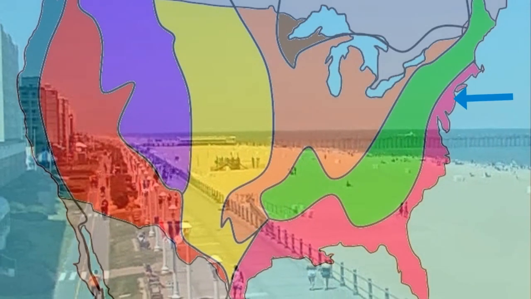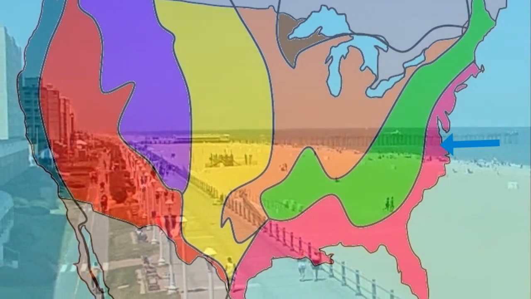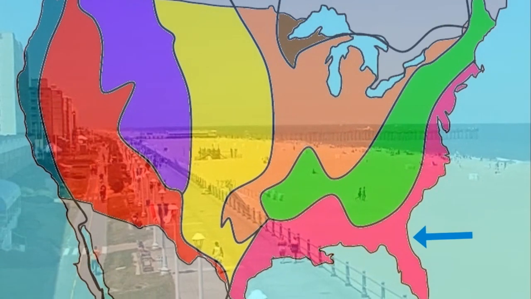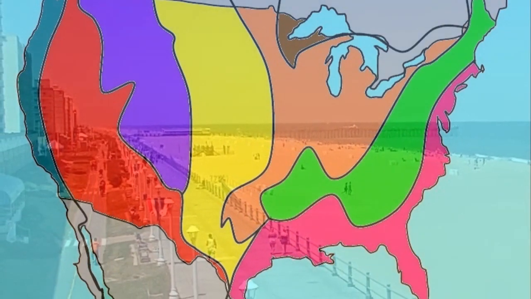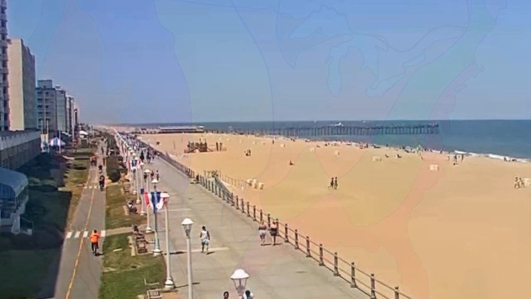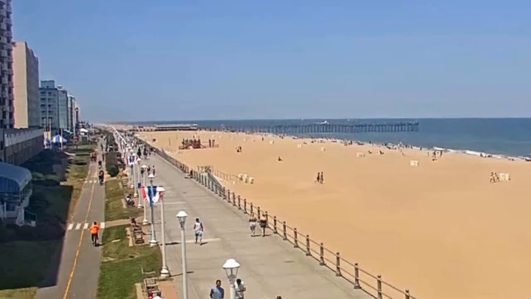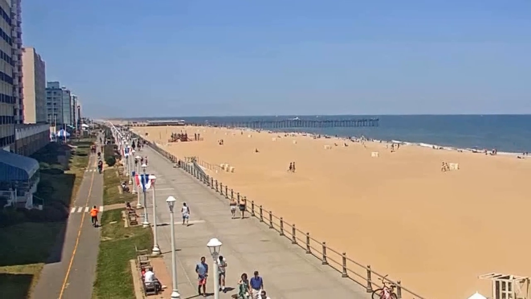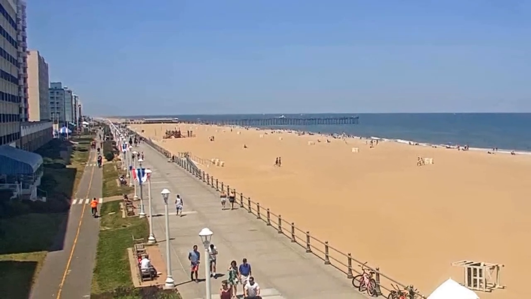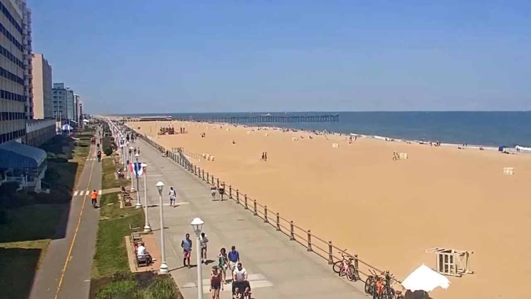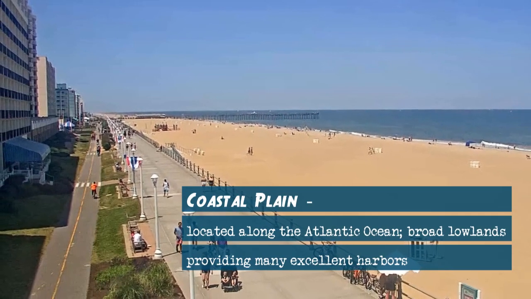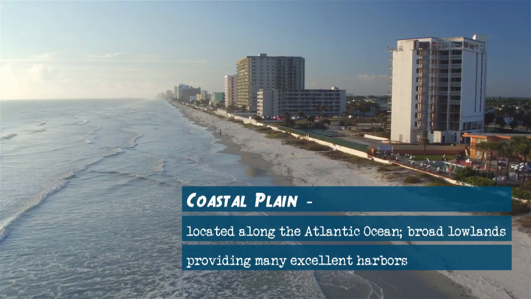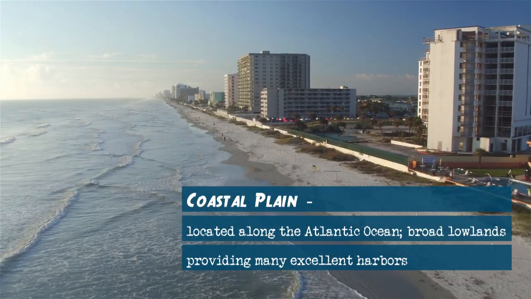Let's head to the beach. The flat, sandy beaches of the coastal plain. If you've ever visited any beach near us and fought hours and hours of traffic to get there, like Virginia Beach and Ocean City, even the Outer Banks in North Carolina, if you've been to any of those places, you've seen the coastal plain. This region is described as having broad lowlands along the Atlantic Ocean.